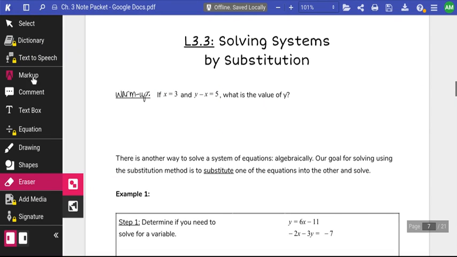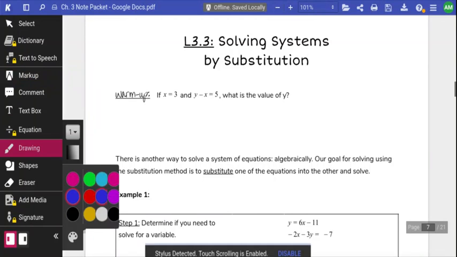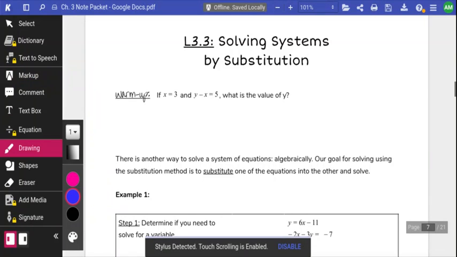So here is lesson 3.3. We're going to be solving a system using substitution. First off, I want to talk about this as a warm-up. If x equals 3 and y minus x equals 5, what is the value of y? I want you to think about how you would solve that.